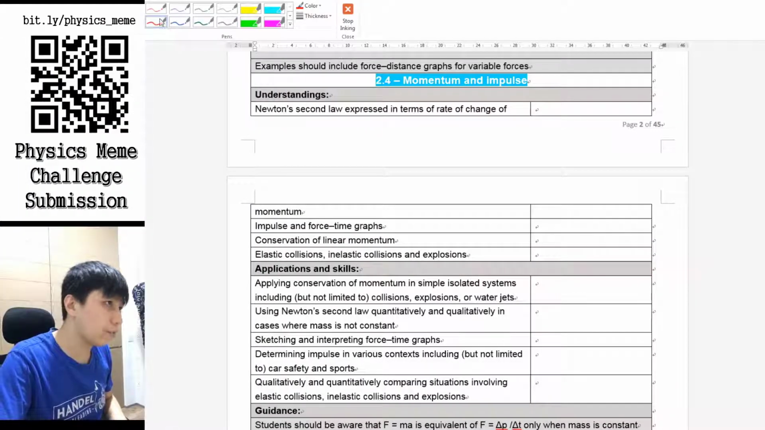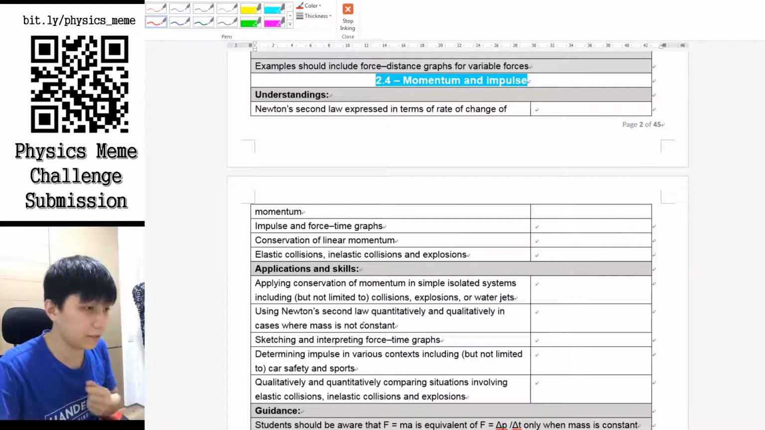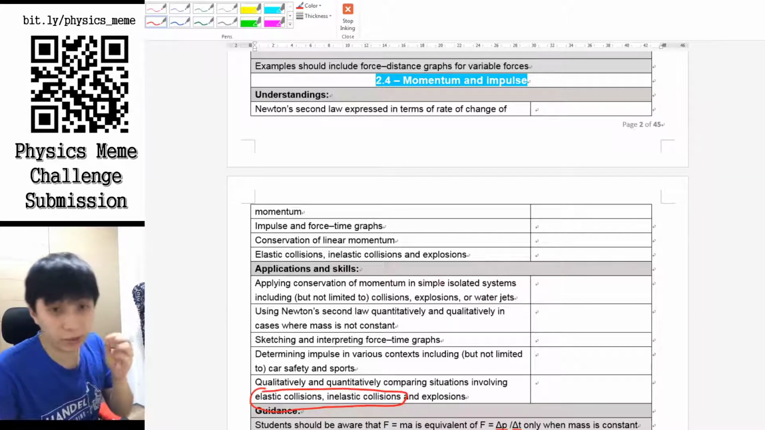By the way, if you go back and look at the requirements of the IB physics syllabus, the ideas of elastic collision and inelastic collision are written there.